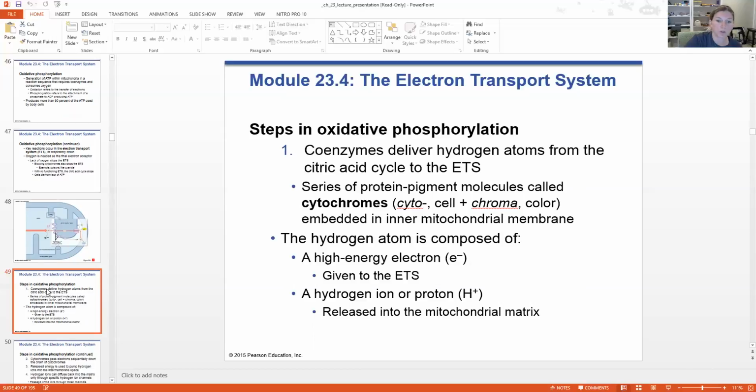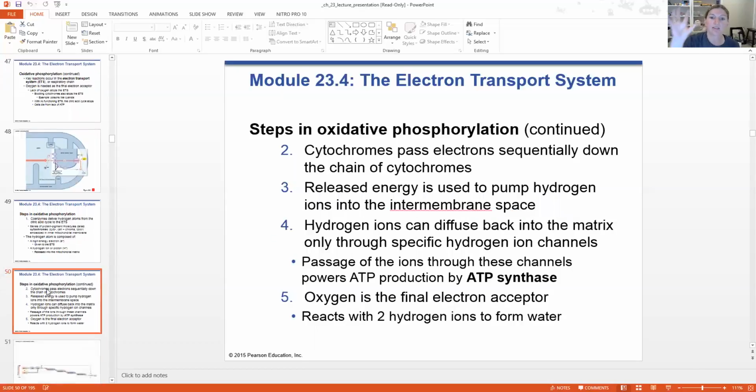They're going to take the hydrogens from our NADH and FADH2s. So we're going to release those protons, those hydrogen ions, into that mitochondrial matrix, and the cytochromes are going to pass the electrons down. So the hydrogen atom itself is pulled apart. We have protons going into the intermembrane space and electrons being passed through these series of cytochromes. That released energy is used to pump the hydrogen into that intermembrane space, and those hydrogens diffuse back into the matrix through these ion channels.